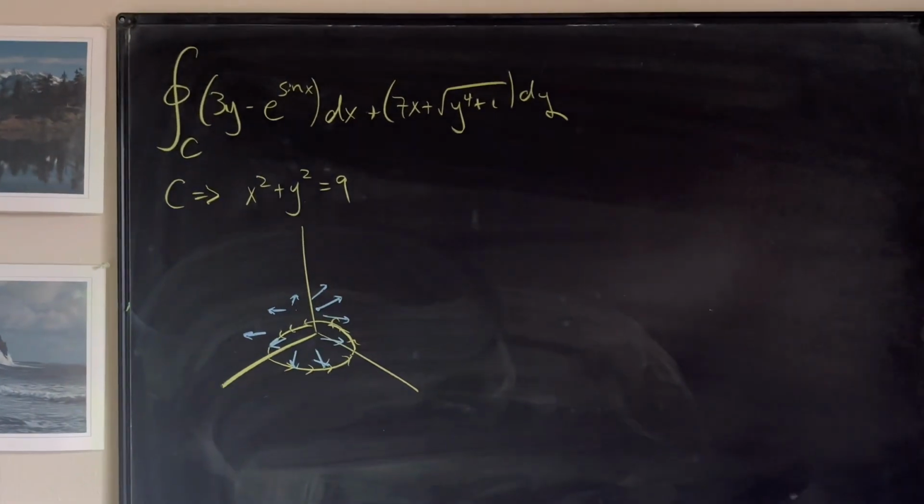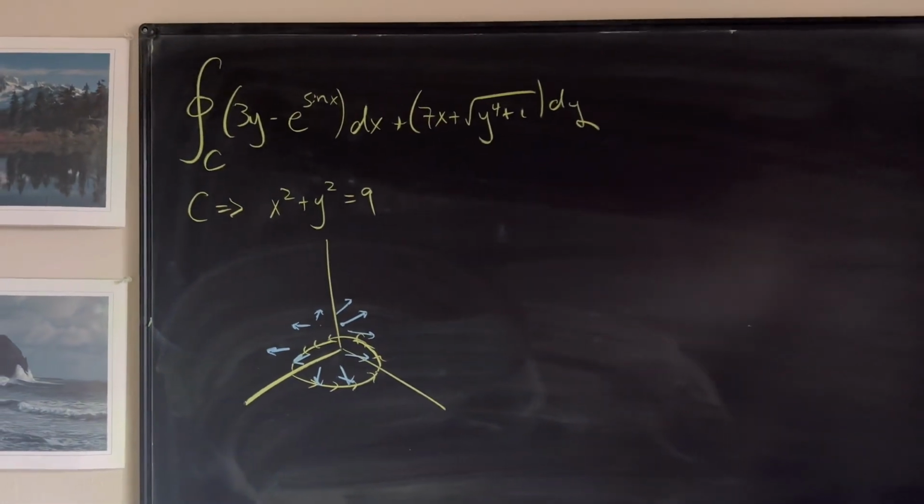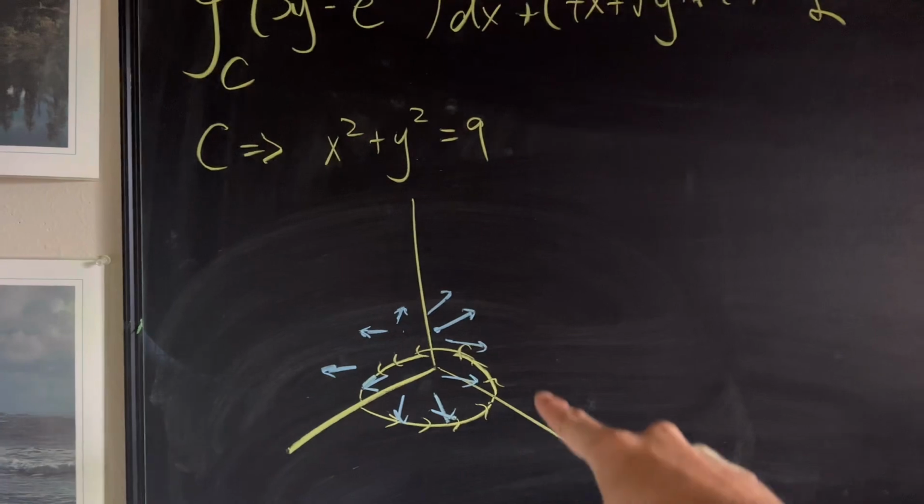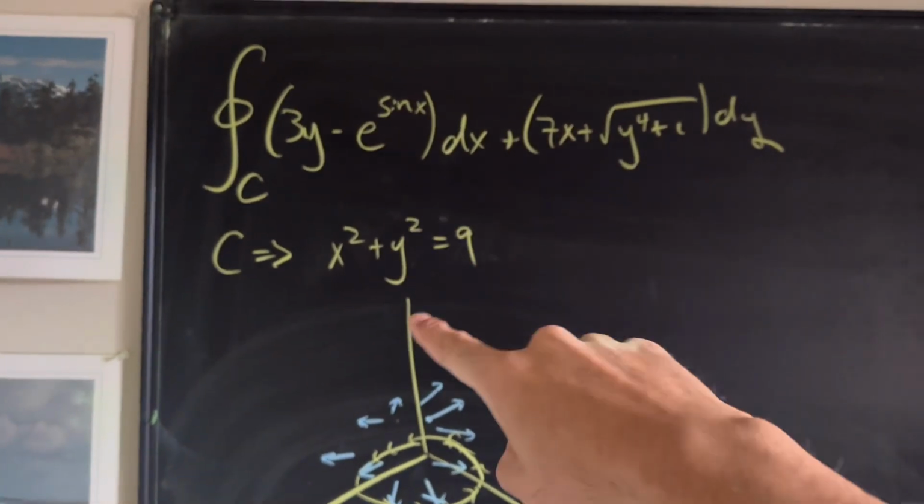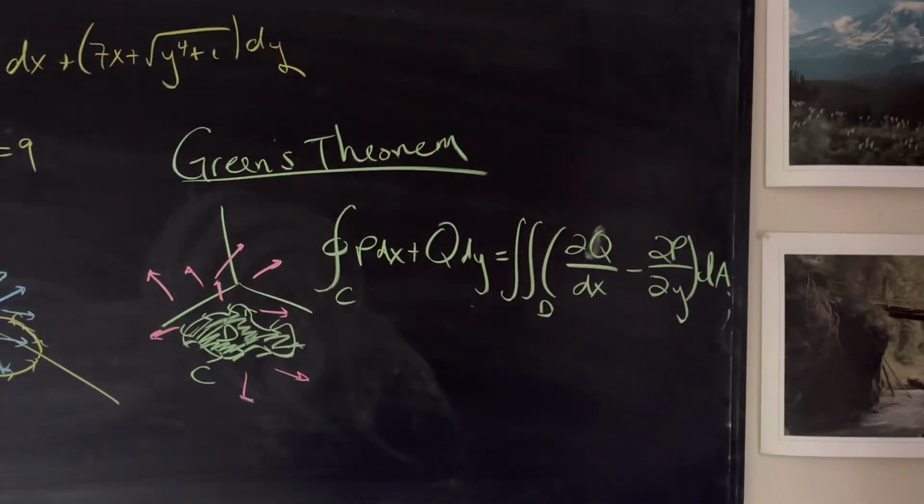In this video, we're going to calculate the line integral for the vector field that's bounded by this particular curve, which is represented by the circle here with radius 3. In order to solve this, we're going to use what I think is one of the most powerful tools in multivariable calculus, and that's Green's theorem. So what exactly does Green's theorem tell you?